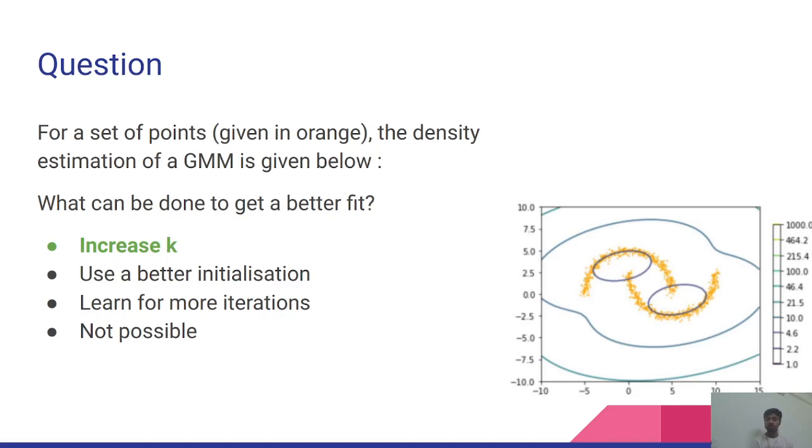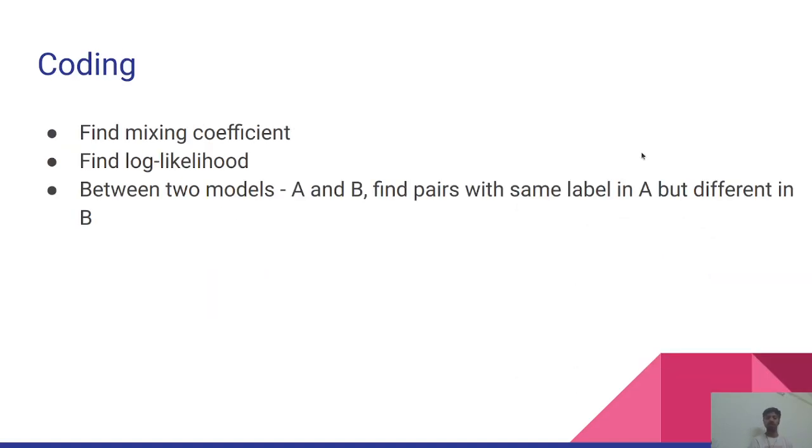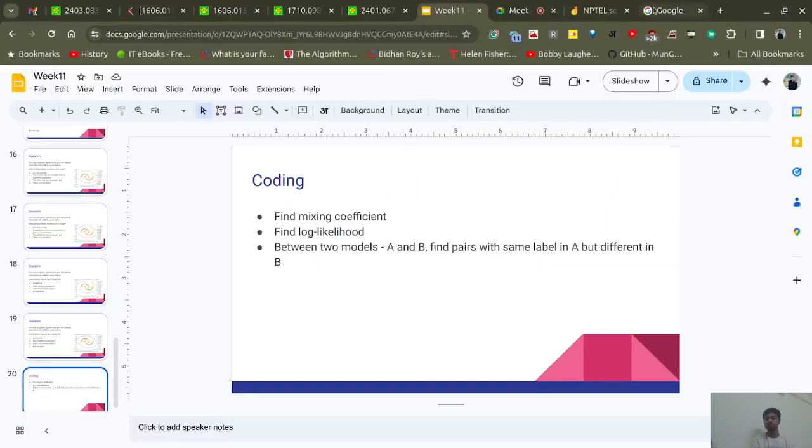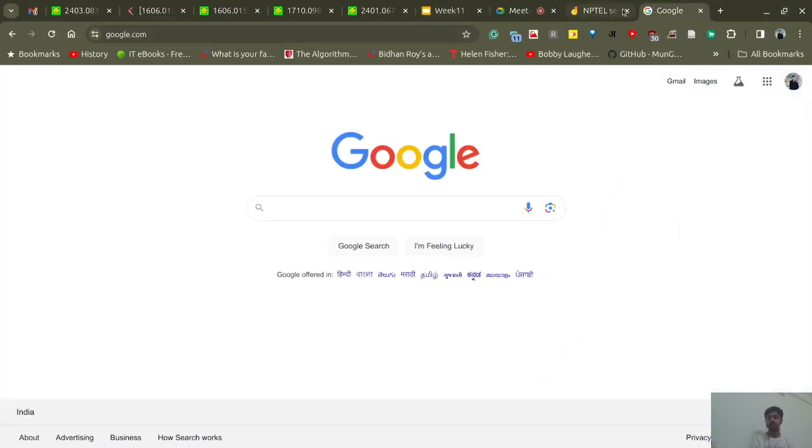Okay, so these are the questions that we are supposed to discuss today, then I will go to the coding. We'll discuss 3 things. At first we'll try to find the mixing coefficient, then find the log likelihood. Let's focus on the mixing coefficient. So I'll go to the Colab.